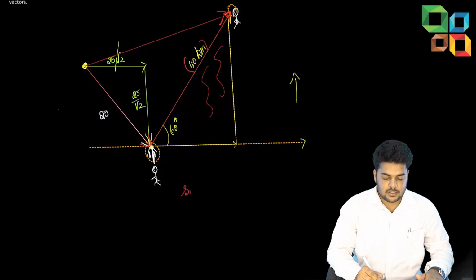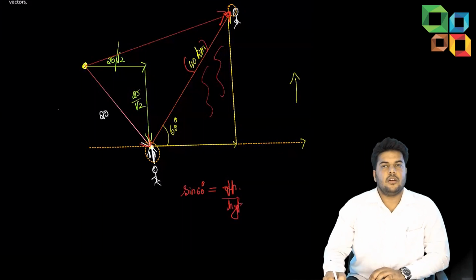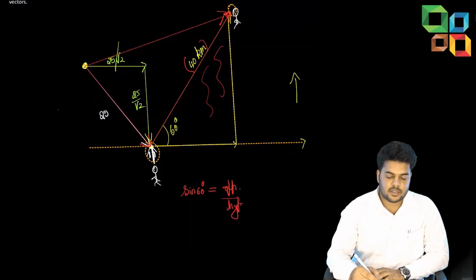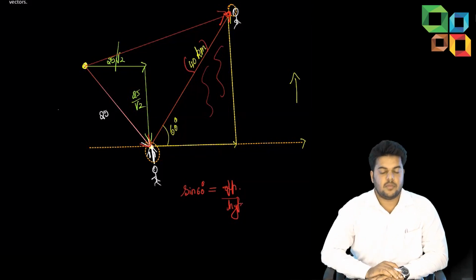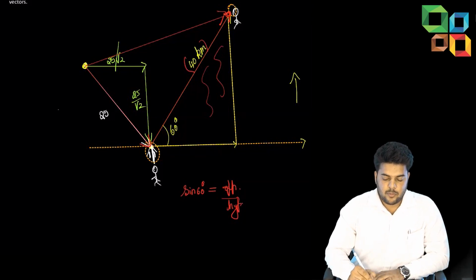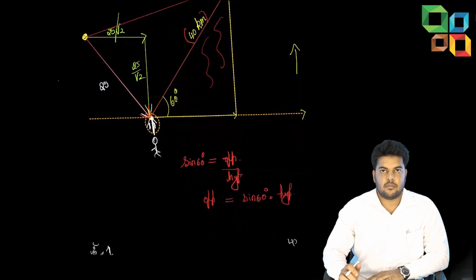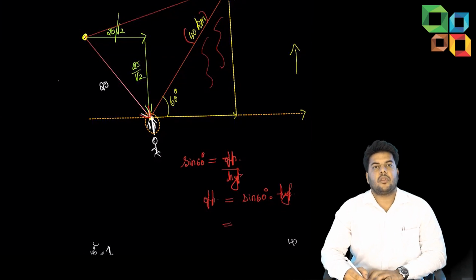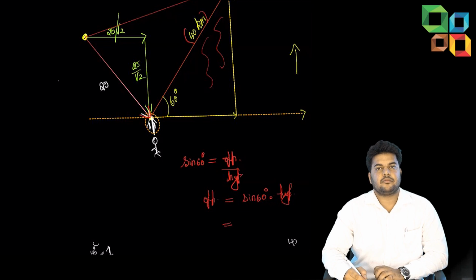Let's go ahead. Sine 60, I know, is opposite side divided by the hypotenuse. I want to figure out the opposite side. Opposite side means the north displacement. The hypotenuse I know. So this is what Avni had told me. The opposite side is equal to sine 60 into the hypotenuse, not divided by the hypotenuse, Avni. Multiplied by hypotenuse. So how much is sine 60?